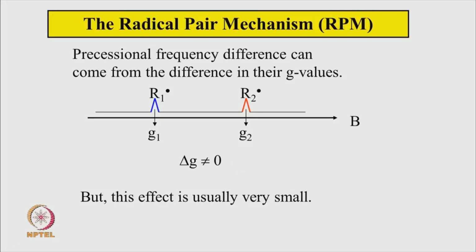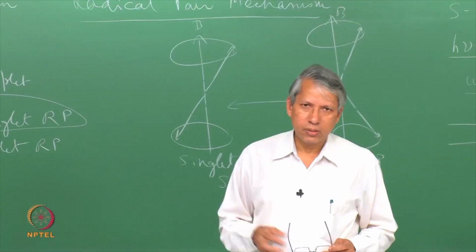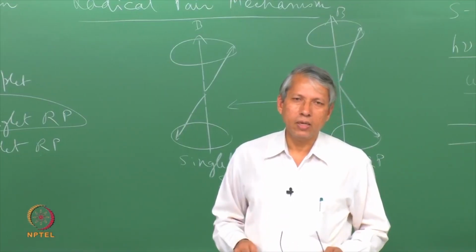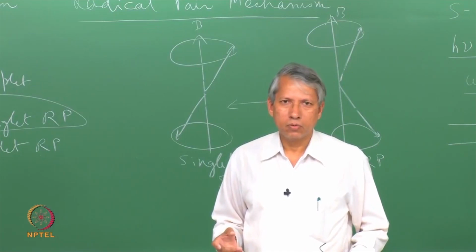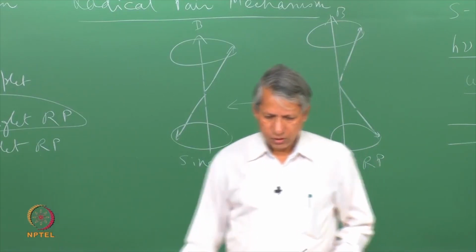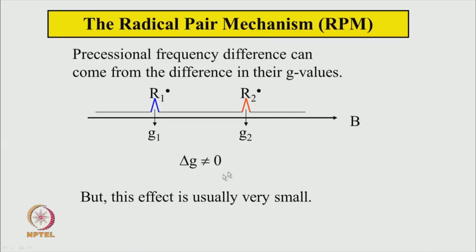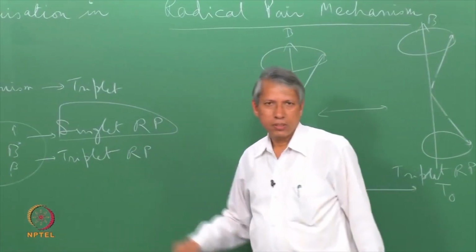But in practice, for most of the organic free radicals which you have seen, their g values are very nearly equal to the free electron g value, 2.00 something. So, this effect is not very large. In fact the effect is very small, and it is not a very significant factor to produce the type of signal that we see here.